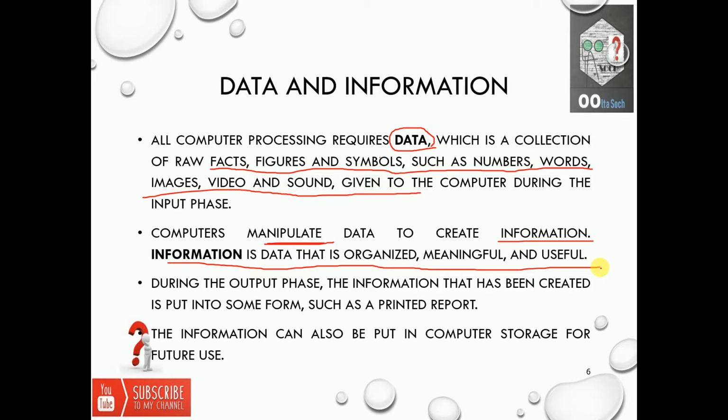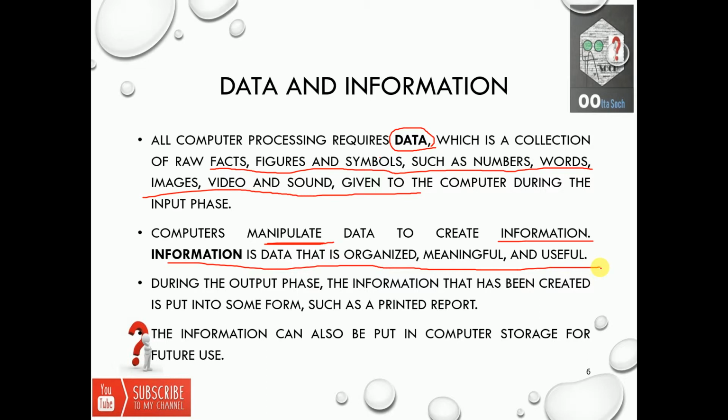For example, you have many letters: A, B, C, D, E, F, G, H. But if you organize them, you will get a word. Father, mother, computer. In computer, there is no meaning of C, there is no meaning of O. But if you organize it properly, then computer is a meaningful word, and that will be information. All these letters will be data. This meaningful word will be information.